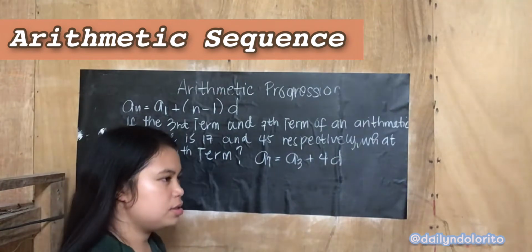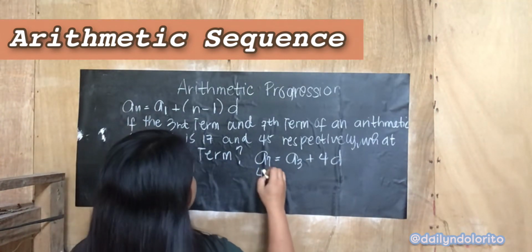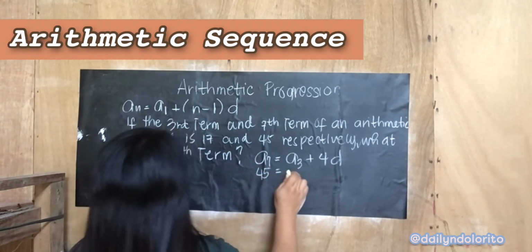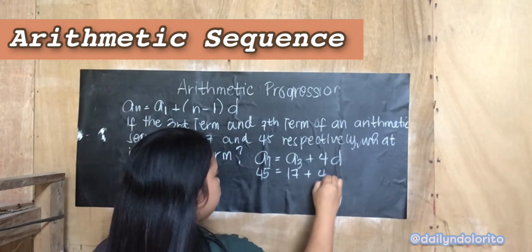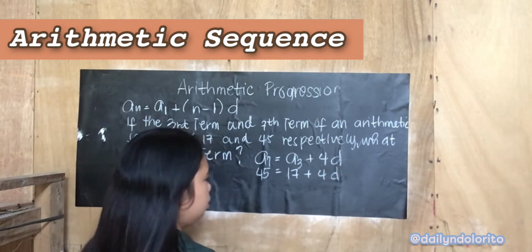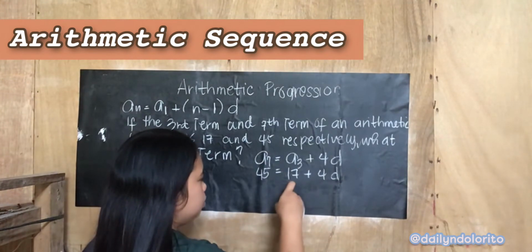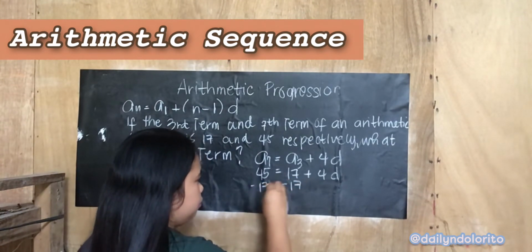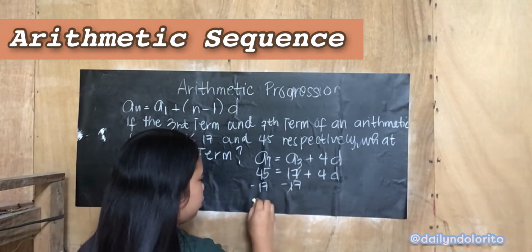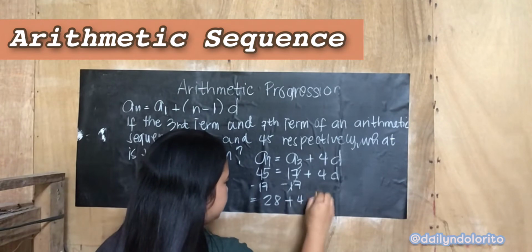So let's just substitute everything. A7 is 45. The third term is 17, plus 4D. Now, what we are going to do is subtract 17 from each side so we can cancel this one, and we are given 28 equals 4D.